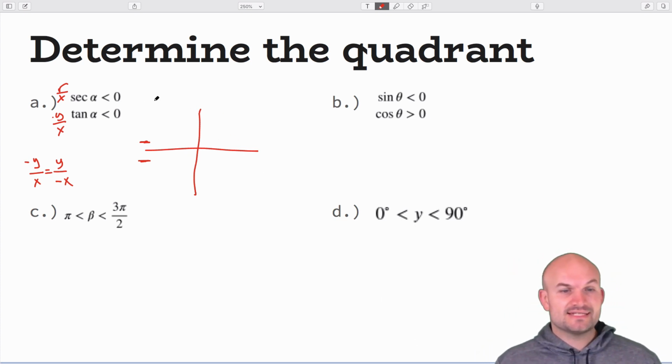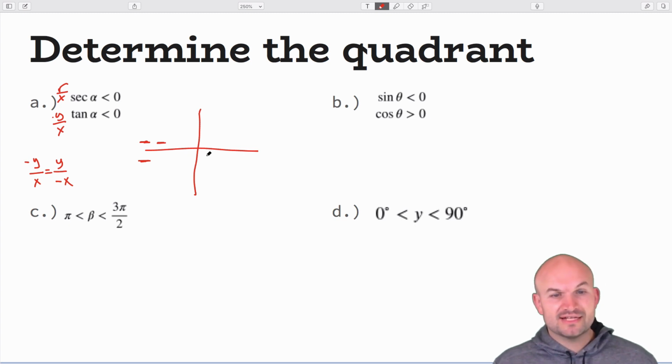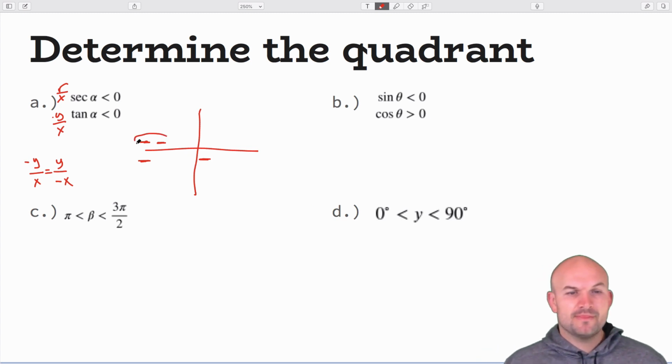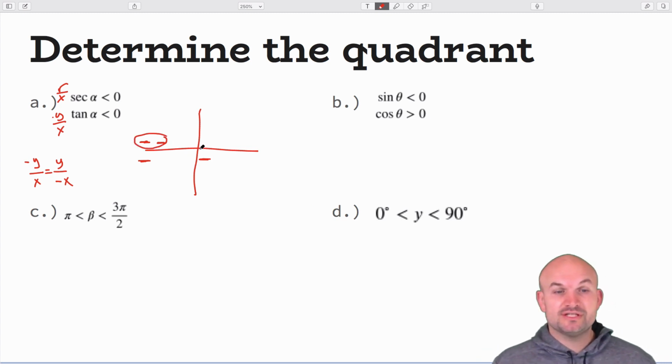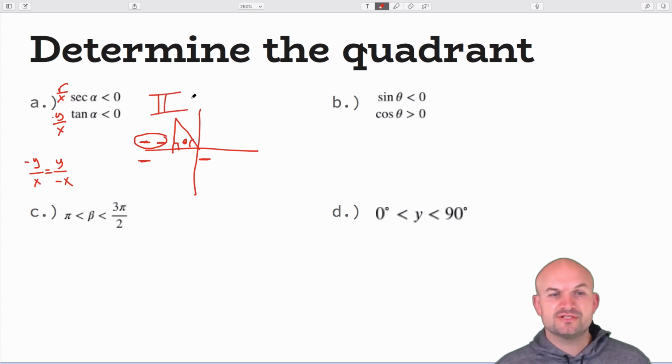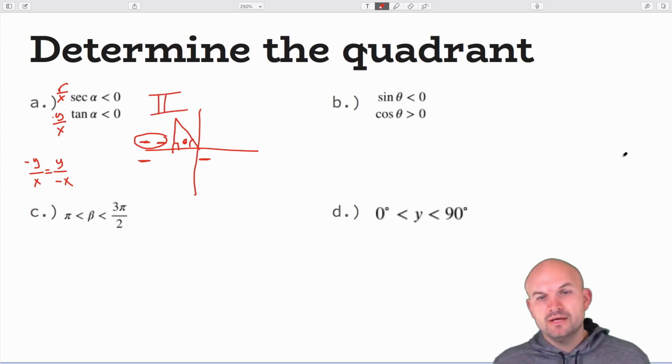So that's either going to be in the second quadrant, or that's going to be the case in the fourth quadrant. So you can see that quadrant 2 is the only quadrant where that is true for both of them. And therefore, I will go ahead and draw the triangle there in that second quadrant, right? Because really the question was just what quadrant does the angle lie in?